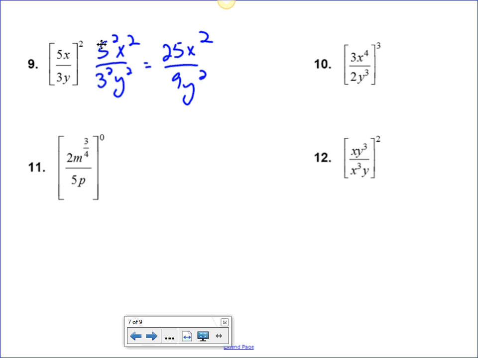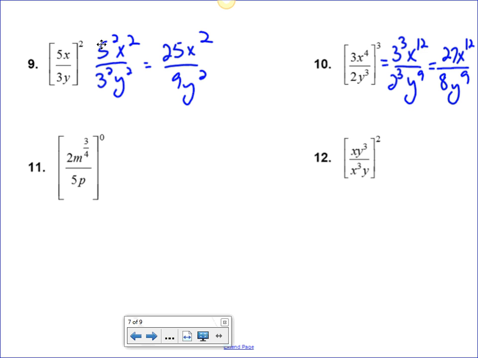Okay, and this next one, everything is going to be raised to the third power. So I'd have 3 to the third, and now I've got x now to the 12th, and then I'd have 2 to the third, and I'd have y to the 9th. So final step, 3 to the third is 27, so I have 27x to the 12th over 8y to the 9th.